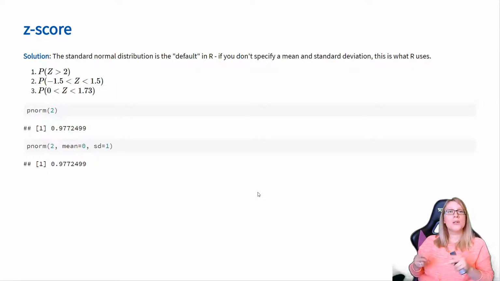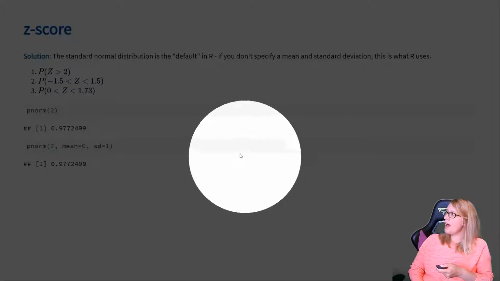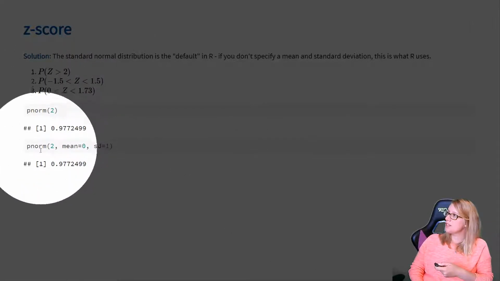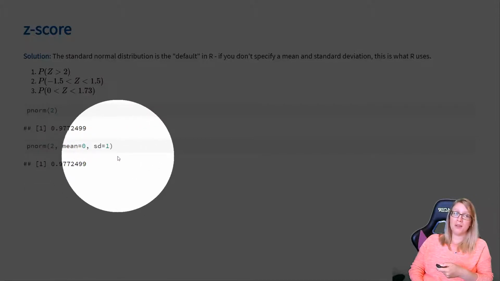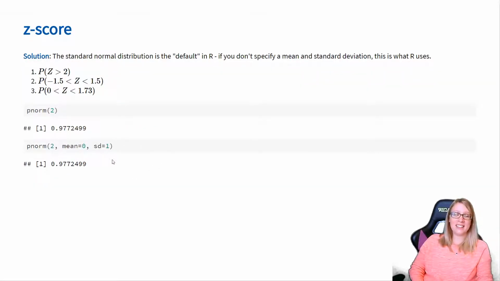Because this is the, quote, standard version of the normal distribution, we can actually make our lives a little bit easier here. Notice that if I write pnorm of 2 versus pnorm of 2 and specify the mean and standard deviation, I get the exact same value back. What this tells me is that mean equals 0 and standard deviation equals 1 are the default parameters for this function. So unless we tell it otherwise, the normal functions in R will use mean 0, standard deviation of 1. On your own, try to write a function for parts 2 and 3.